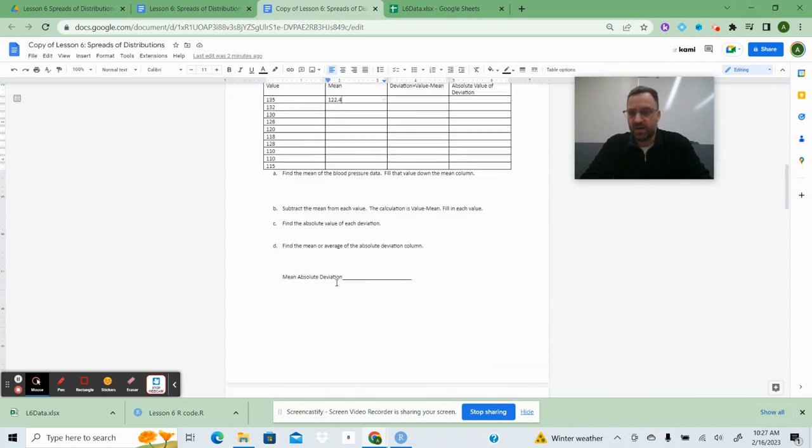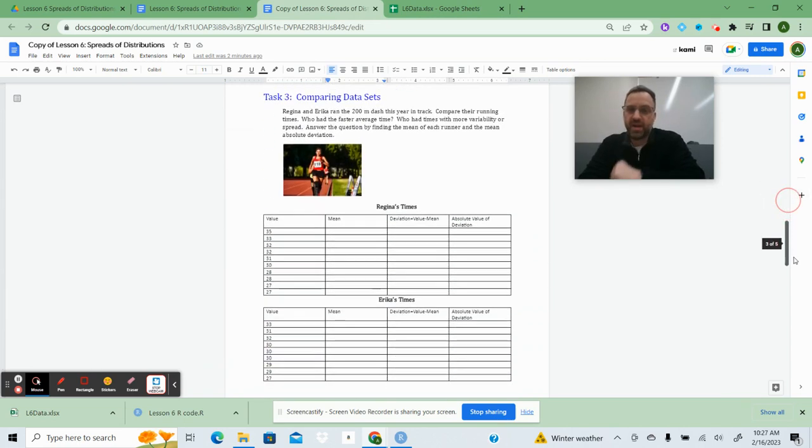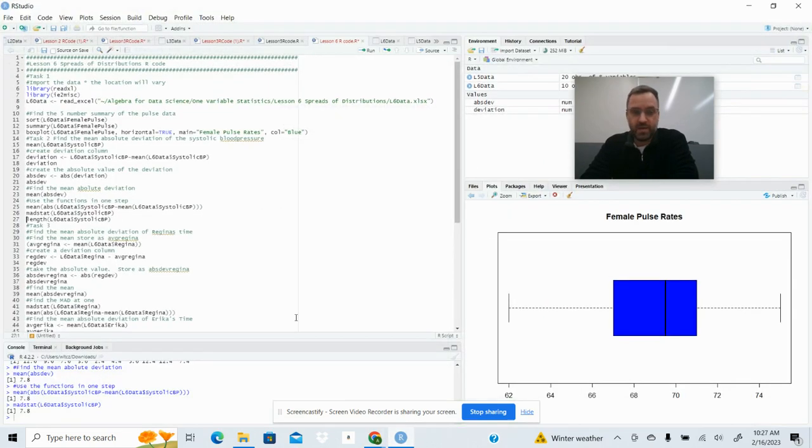So we did the mean, found the mean absolute deviation, and then you just put those numbers in there. And then to compare some data sets, we can find the mean of each runner and then find their mean absolute deviation. Who's faster? Who has a smaller mean? And then whose data is more spread out? Who has a better mean absolute deviation? So here we did Regina's average. And if you notice, I can get that to print out by putting parentheses around everything. Her average speed is 30.3.